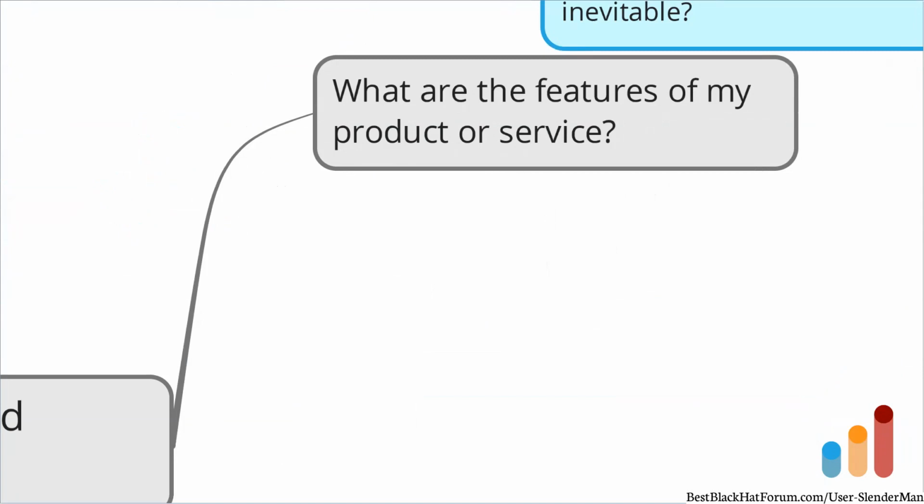So first you ask, what are the features of my product or service? Let's imagine, just for the sake of this illustration, that you're creating a mind map. You start with your product or service in the middle, and then for the main branches of the mind map, you list all of the features of your product or service. There might be 3 main features, 5 main features, 10 main features, whatever it is. What are the features of my product or service?